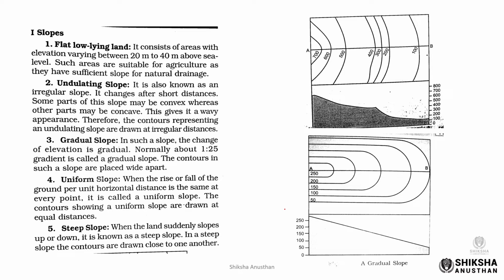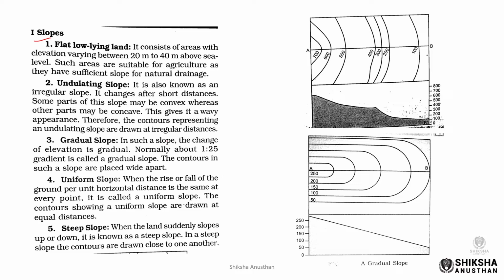Okay, now let us get into details for slopes. The first type of slope is flat low-lying land. It consists of areas within elevation between 20 meter to 40 meter above sea level. Such areas are suitable for agriculture and have sufficient slope for natural drainage.